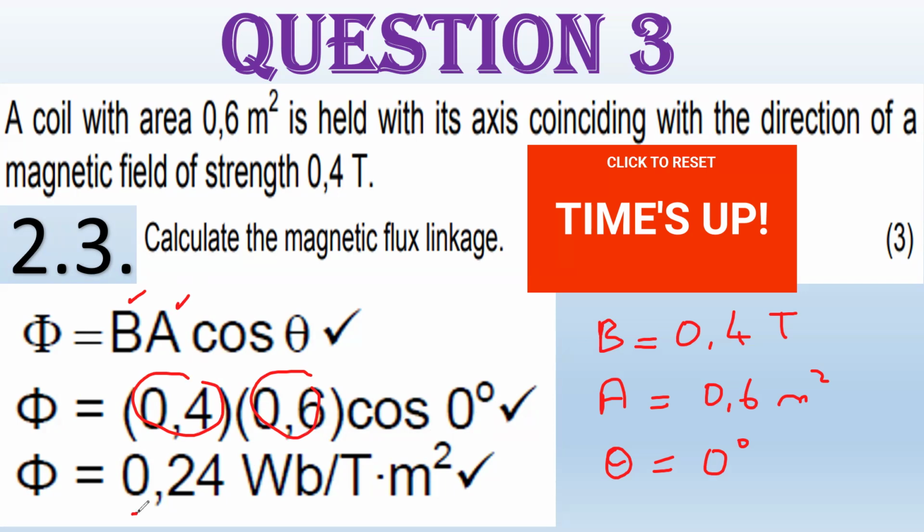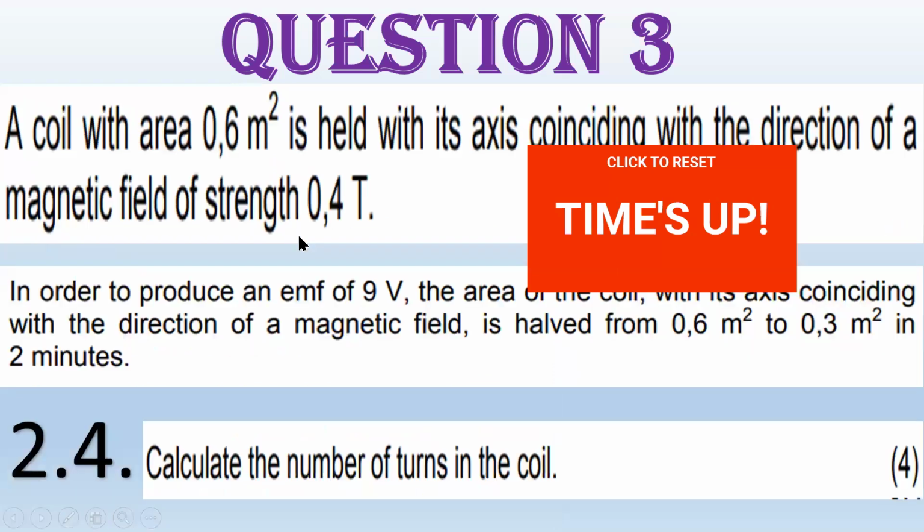And then you get your flux, 0.24 Wb. This is our unit for flux, so we use Wb, or Tesla times meter squared. All right, so this is our magnetic flux calculation. I hope everything is fine. In this topic, they ask you these calculations. Okay, let's continue with the next question. I think this is the last one.